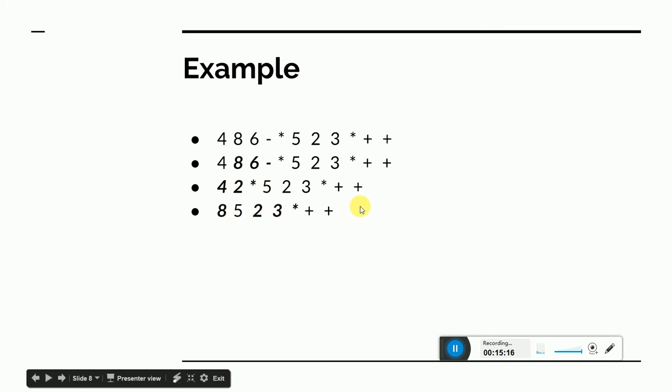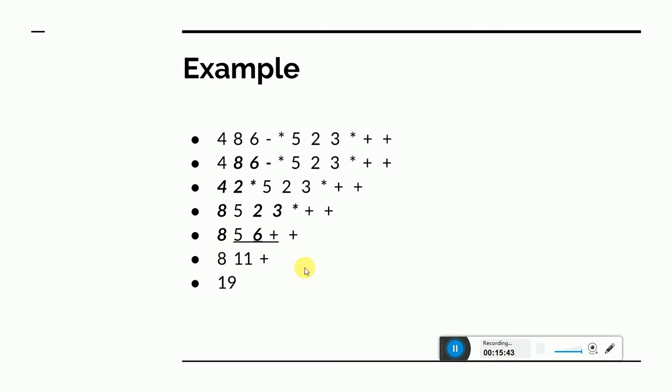Now when we look again, what we're looking for is the first instance where we have two numbers followed by an operator, and that happens at the 2, 3, star. So 2, 3, star becomes 6. So we have 8, 5, 6, plus, plus. And now we look at 5, 6, plus, because again we're looking for two numbers followed by an operator. So we have 5 plus 6, which is 11, and then 8 plus 11 equals 19.